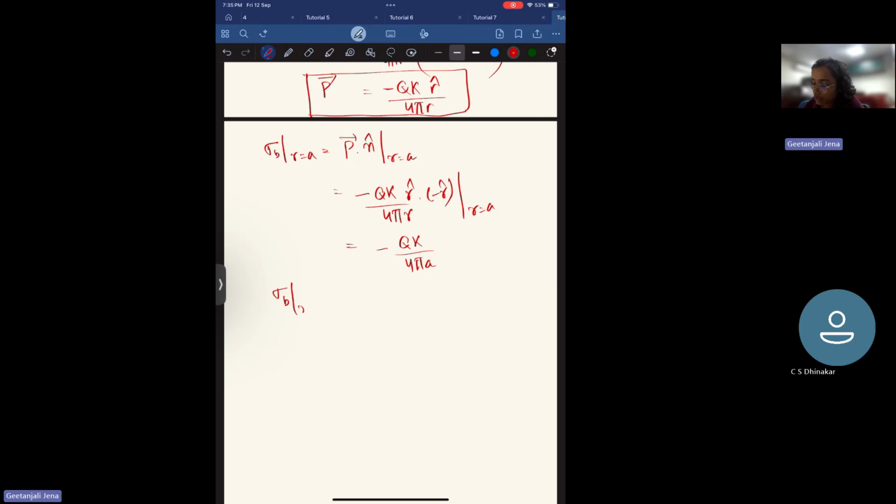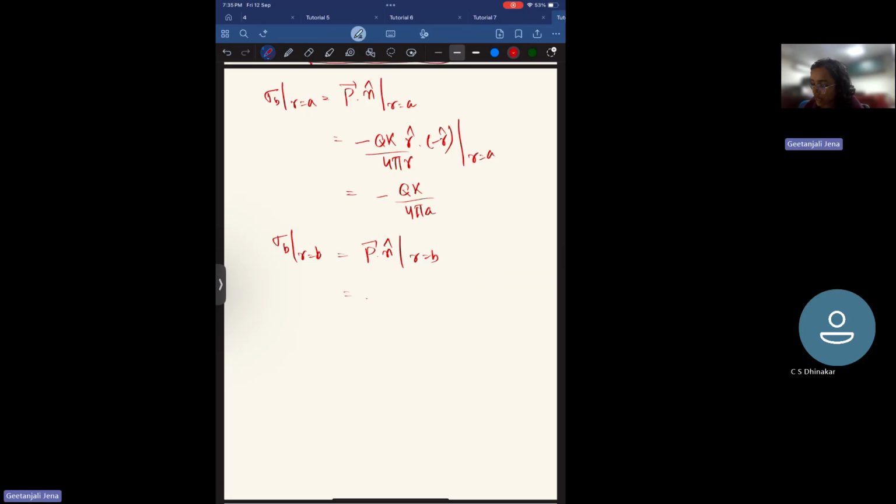Sigma B for the outer surface should be P dot n-hat at R equal to B, which is minus Qk by 4 pi R cube, R cube for R equal to B. This should be, okay, this is plus, right? And this will be minus Qk by 4 pi B. This is the surface charge density.